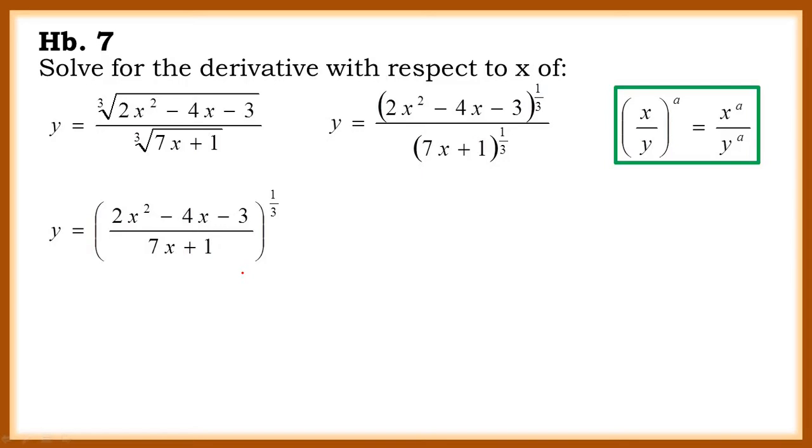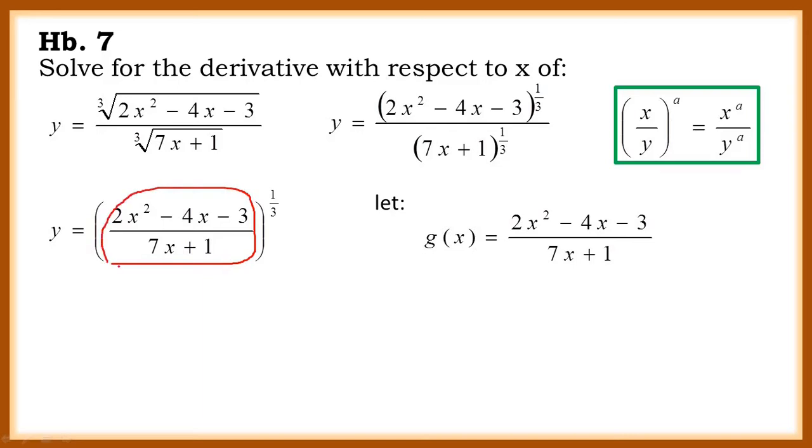Kung titignan natin to, we will be letting our terms dun sa loob, let this be a single g of x, let this be our inner function. And to do chain rule, we will be multiplying the derivative of our outer function to the derivative of the inner function. Now, gawin natin siya. Let this be your inner function and outer function is itong buong to. Ang gagawin natin is ibababa natin yung buong 1 over 3. And then, babawasan natin ng isa. And then, yung inside term natin will be retained. Tsaka natin kukunin ang derivative niya later on.